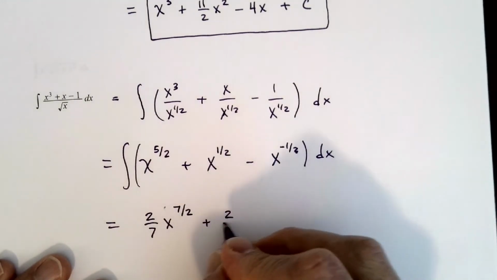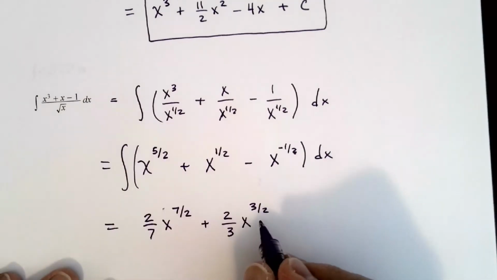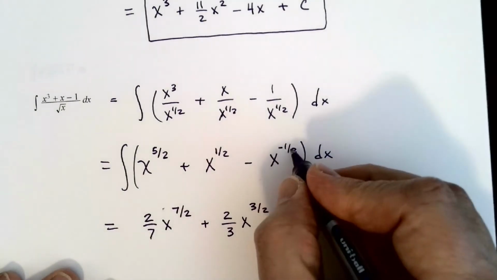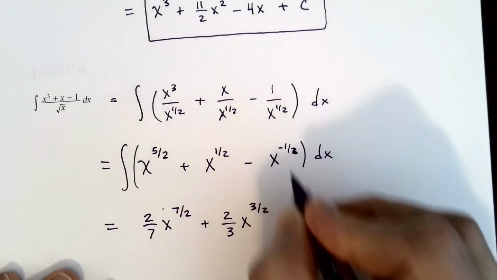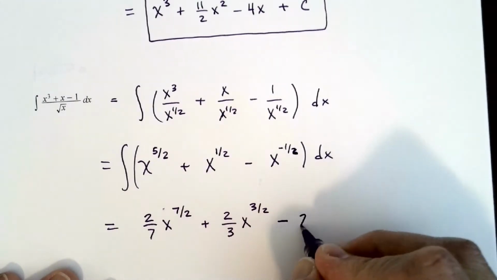Antiderivative here is going to be 2/3 x to the 3/2. If I add 1 to a half, I get 3/2. And then here, adding 1 to negative 1/2 gives me positive 1/2. Dividing by positive 1/2 is the same as multiplying by 2.